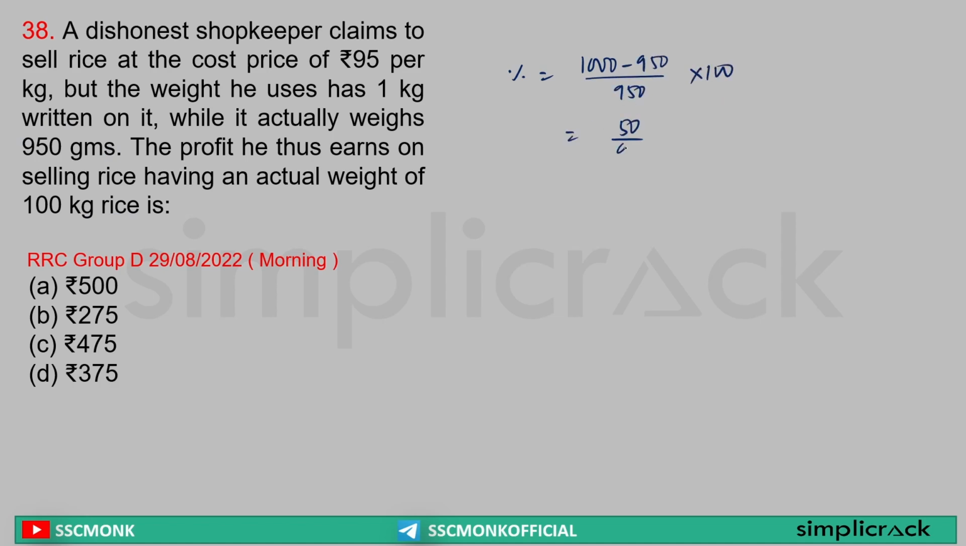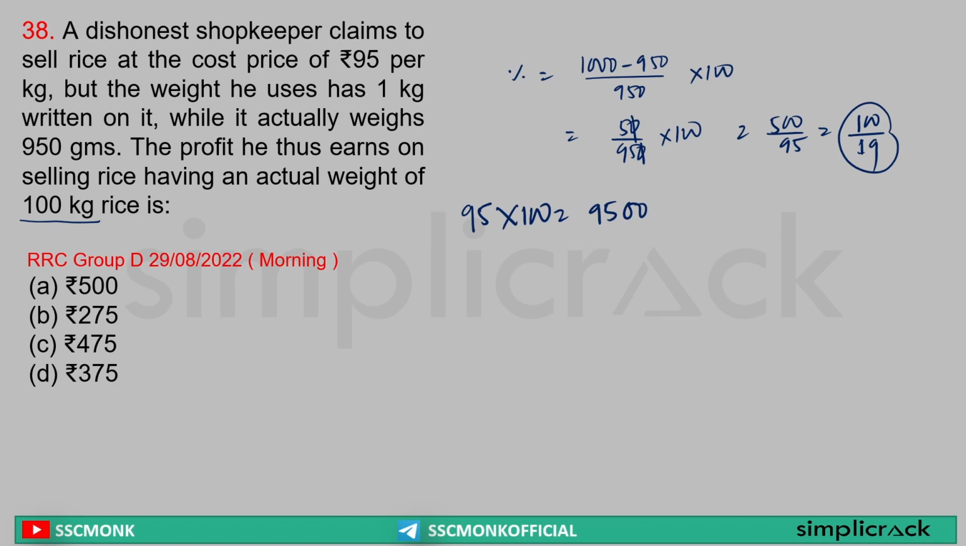That means 50 by 950 into 100%, or I can write 500 by 95 is the answer, or 100 by 19. Simple. Yes or no? Yes. So this is the profit percentage. Now, what is happening? The profit he earns on selling 100 kg rice. That means 95 rupees per kg, 100 kg, the sales price is what? 9500. Yes or no? Yes.